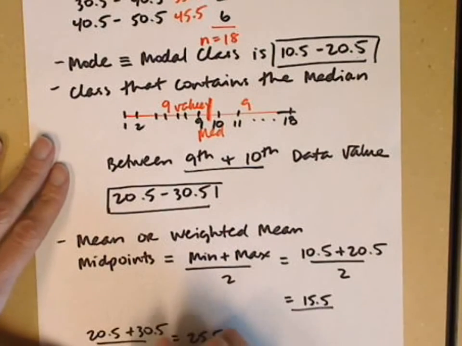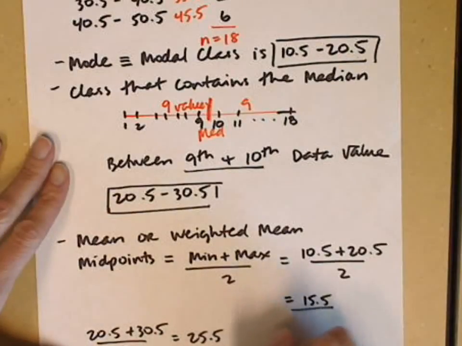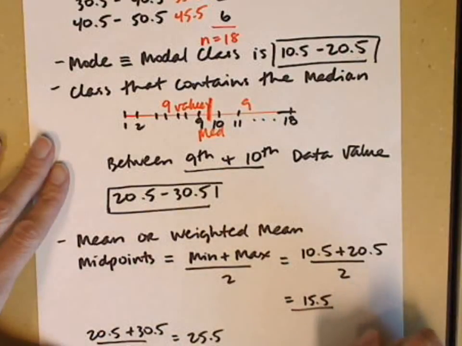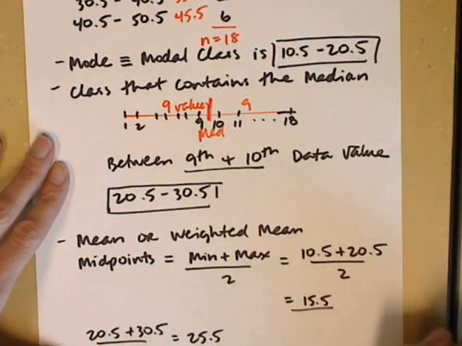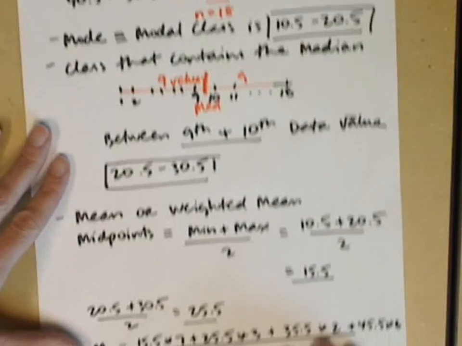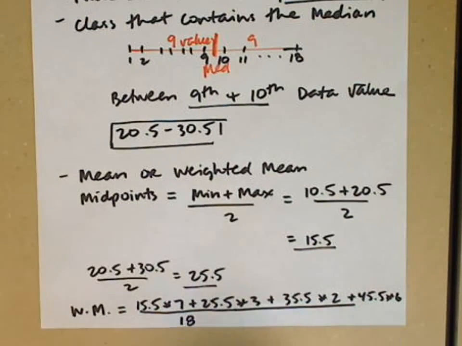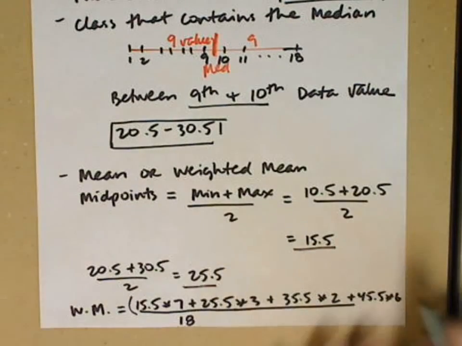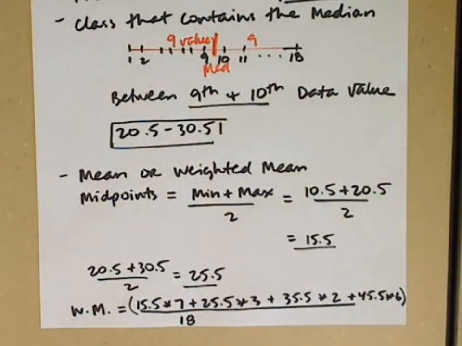So I'm going to take 15.5 times 7 plus 25.5 times 3, plus 35.5 times 2 plus 45.5 times 6. Now you can see that. To put it into my calculator, I better put parentheses around my numerator, and I'm just going to work through the calculation.